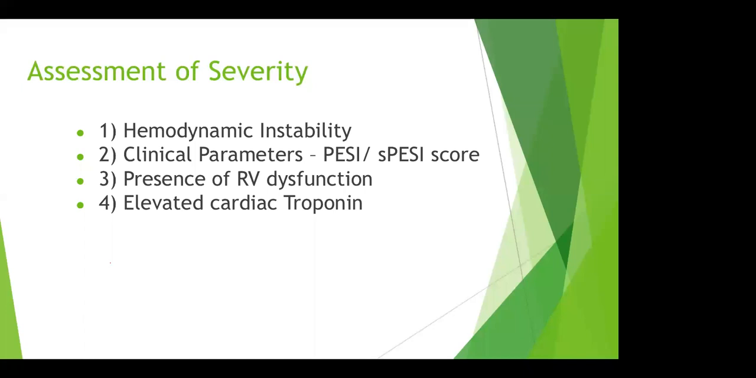For that, we have an objective validated score, which is the PESI score. The PESI score is the PE Severity Index score, and there's also a simplified PESI score as well. The third and fourth things we look at are the presence of RV dysfunction and also the presence of elevated cardiac troponin. Based on these 4 parameters, we'll be classifying the patients into high risk, intermediate risk, and low risk, as I'll be showing you in the next slides.